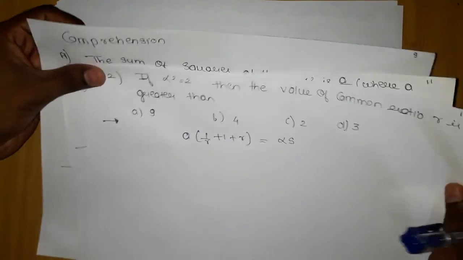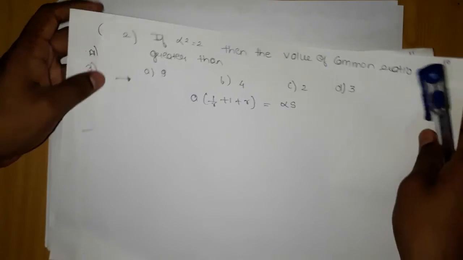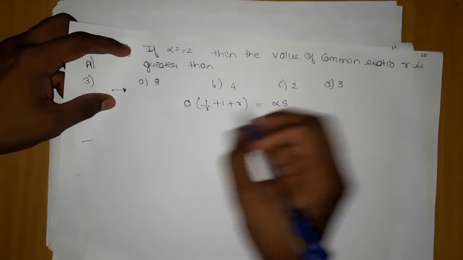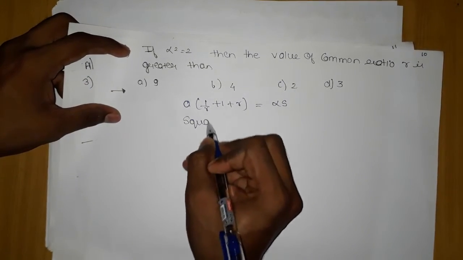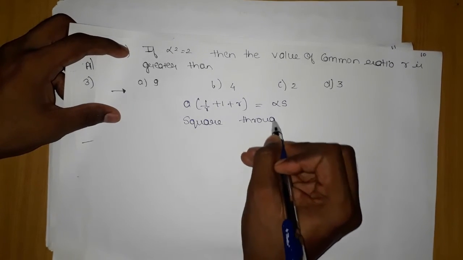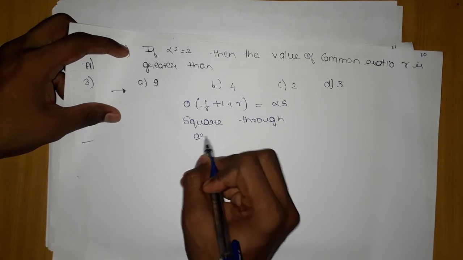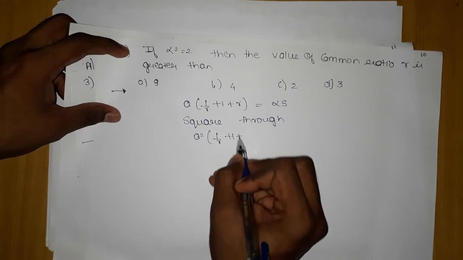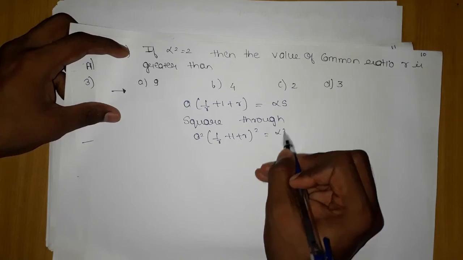Okay, so now what we are going to do is square it. Why square it? I will tell you how I got a hint of squaring. So we will get A square (1 by R plus 1 plus R), the whole square is alpha square S square.